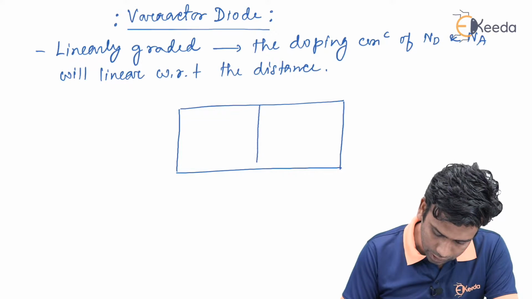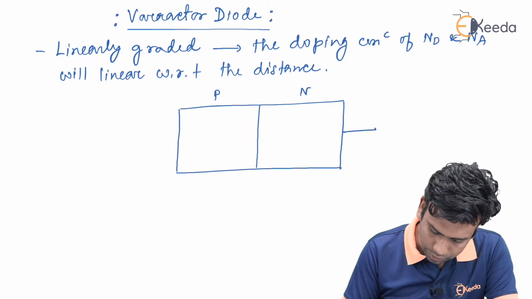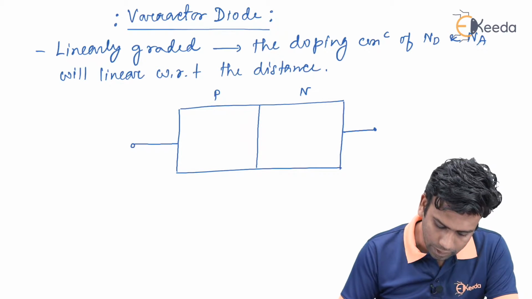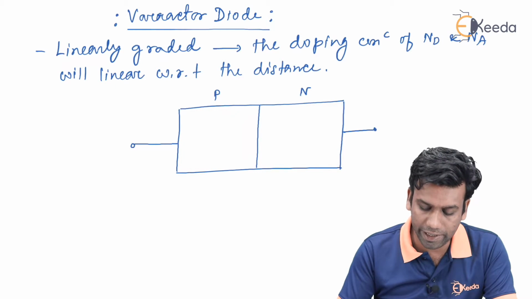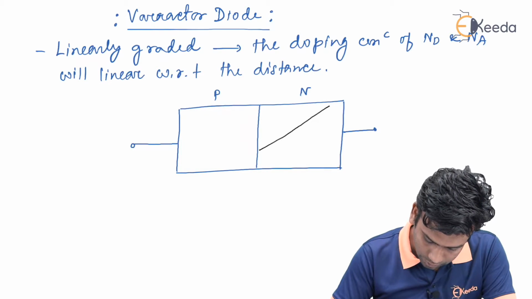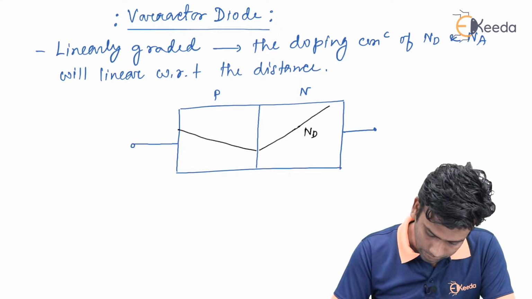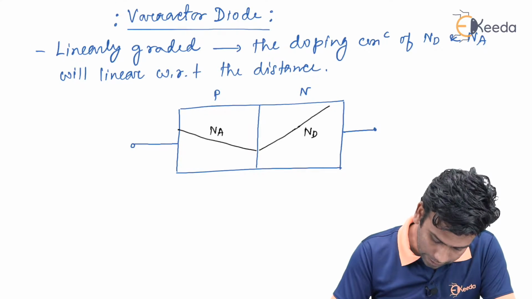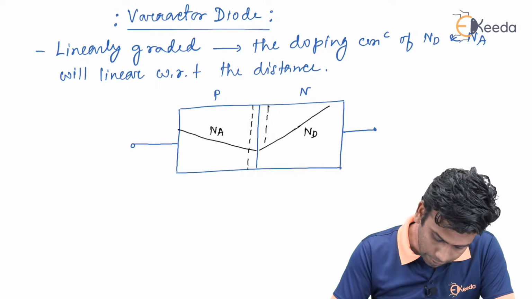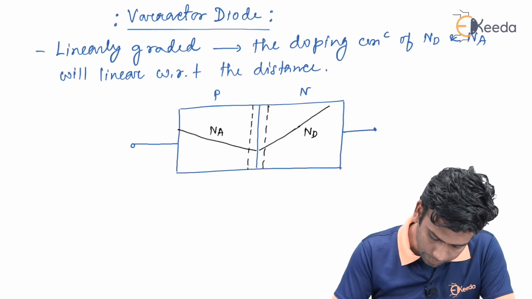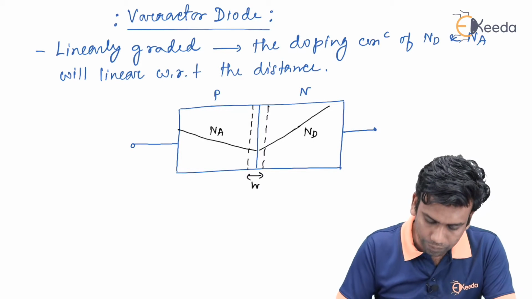and if it is the junction and if it is the P side and N side of the diode, then the doping concentration profile in the P side and N side will be like this. This is the doping concentration profile of Nd and this is the doping concentration profile for Na. Now, there will be a depletion width or depletion region, let us call it W.